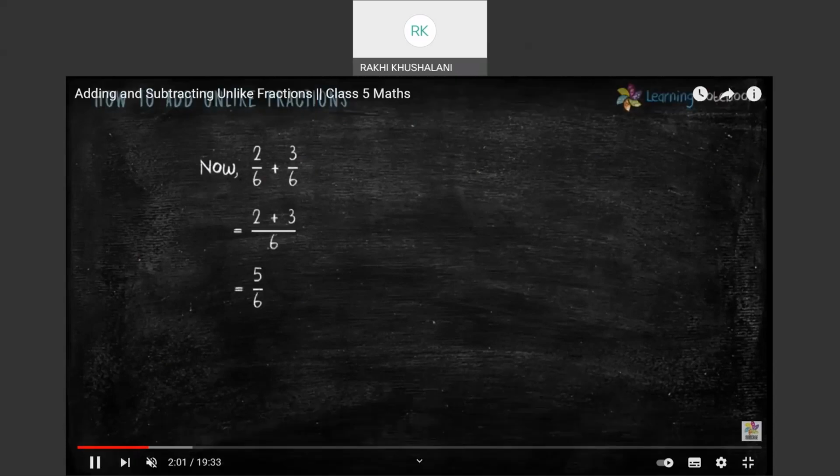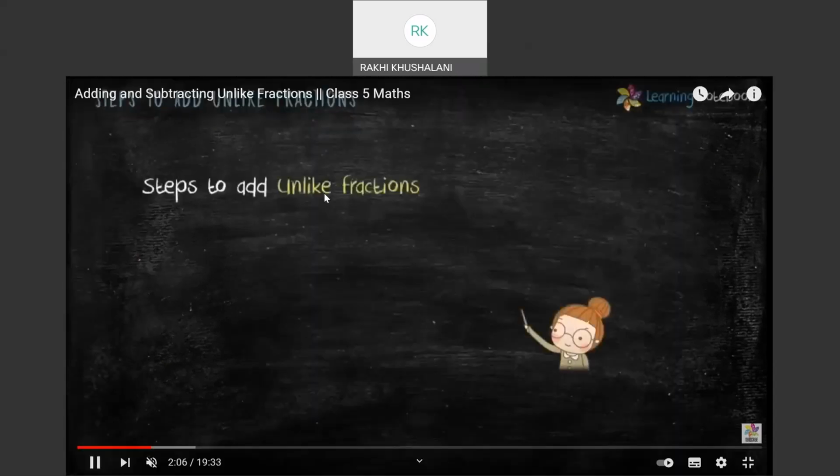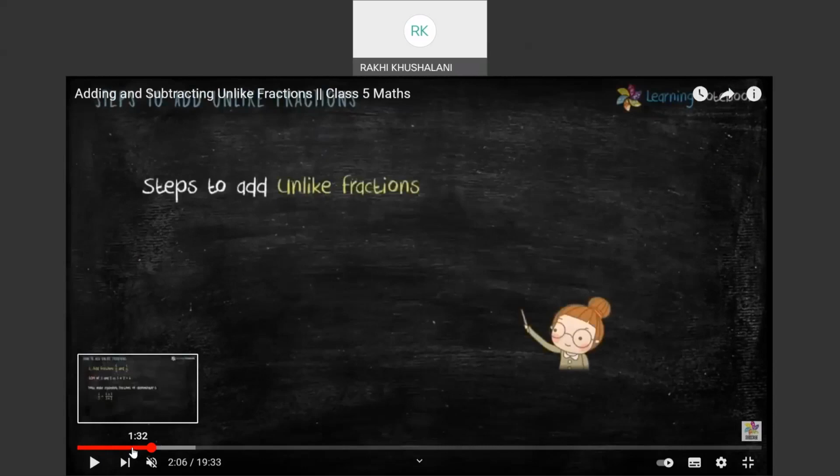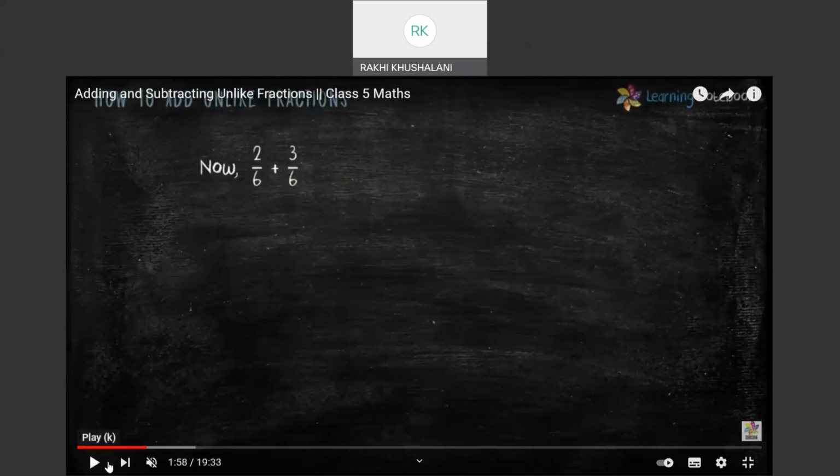For addition. So I retain the equal denominator and I do the addition. So I get it as 5 by 6. Okay, 2 plus 3 is 5 and the denominator is 6.